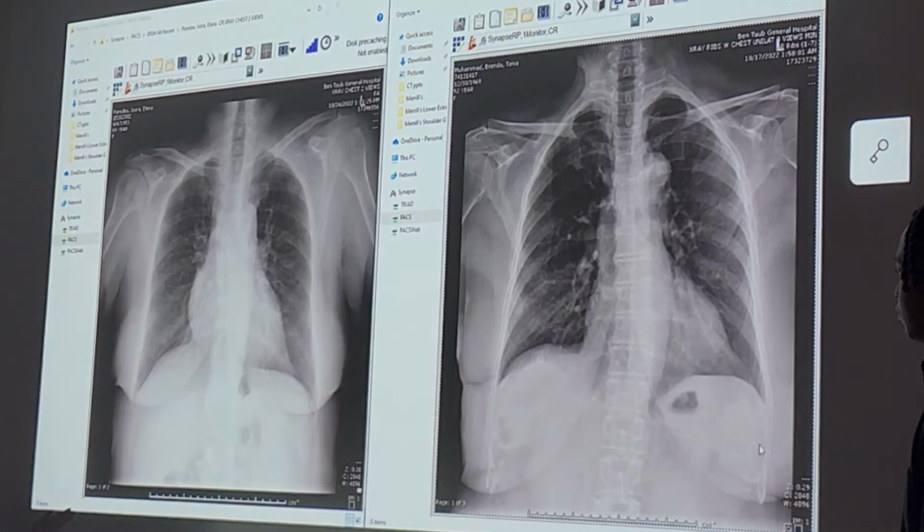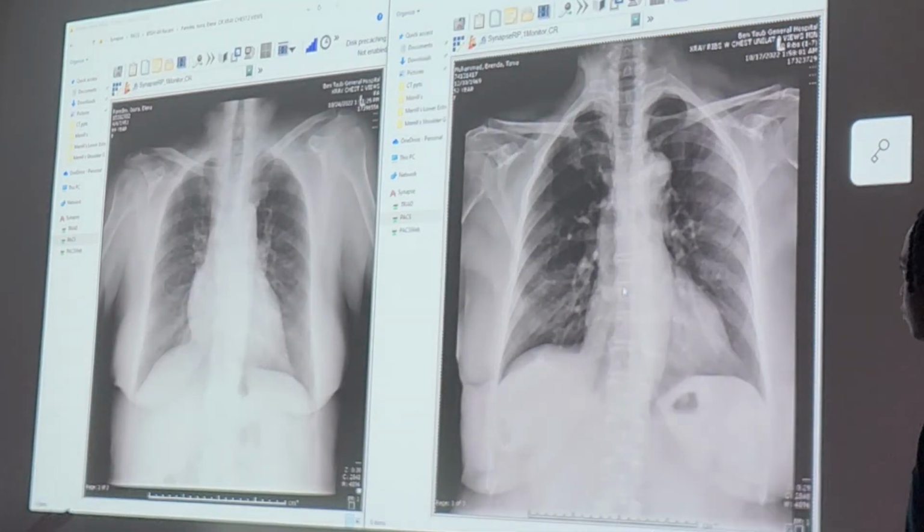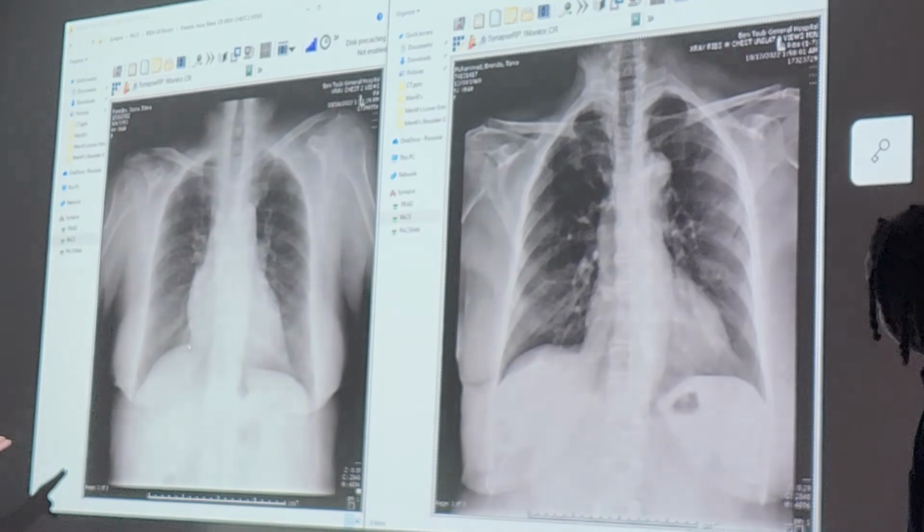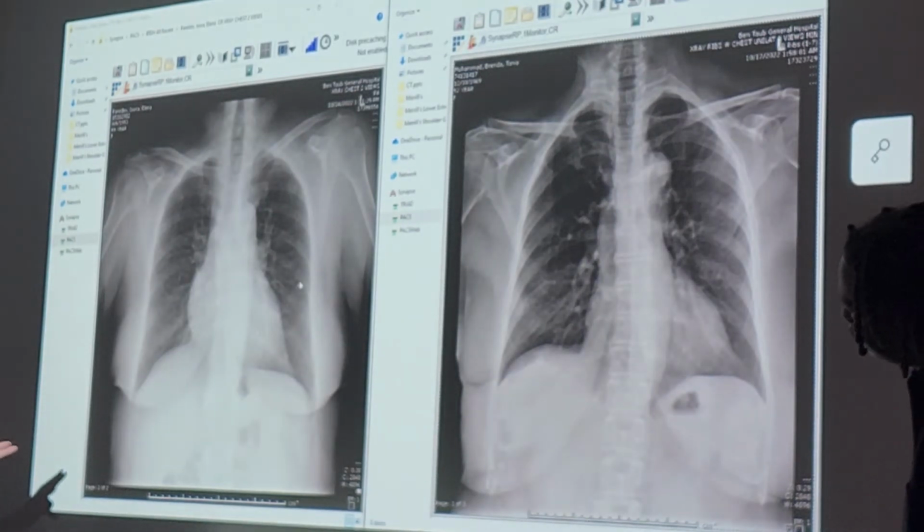lower KVP. So right side here is low KVP. Over here, your chest, this is less absorption. This is going to be higher KVP. Okay, so that's the difference between these two images.